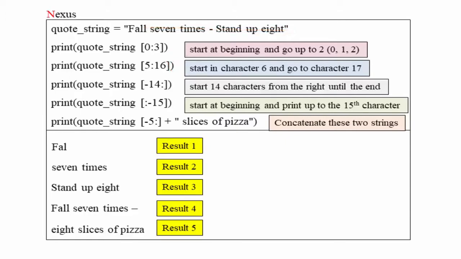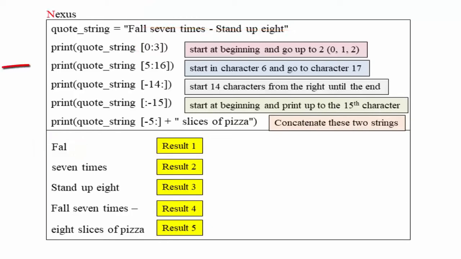So here's our quote string. It's a Japanese proverb. Fall 7 times, stand up 8. Let's look at all 5 examples. Our first example, print quote string. There's our bracket, 0:3. That means start at the beginning, so it's a positive number. And we're going to go 0, 1, and 2. The 3, we do not print the third position, so it's going to be FAL.